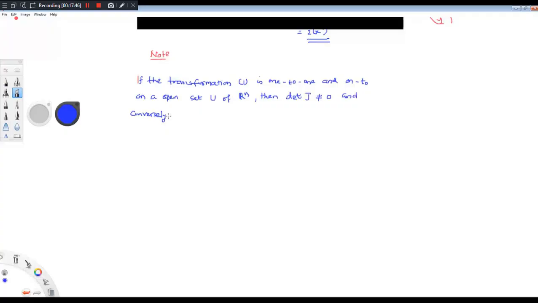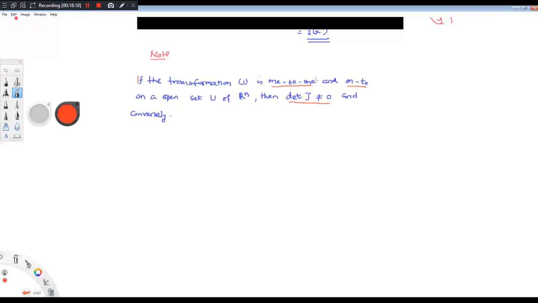Okay, so this says that if your mapping is one-to-one and onto, then you can always find the inverse. If the mapping is one-to-one and onto, the determinant of this will never become 0. If the determinant is not equal to 0, it will be one-to-one and onto. And if the mapping is one-to-one and onto, you can find the inverse of the transformation. So this is the idea.